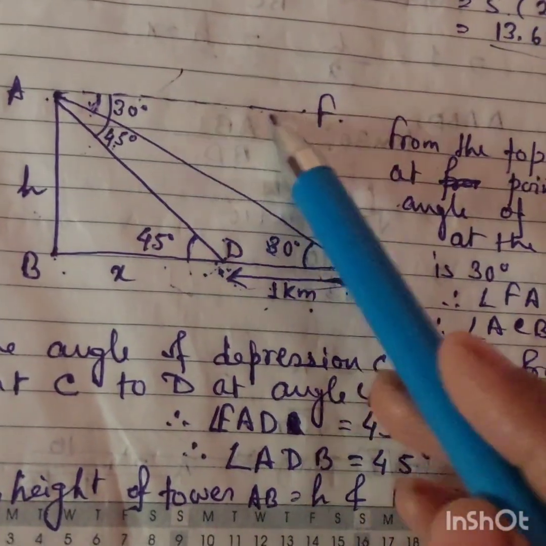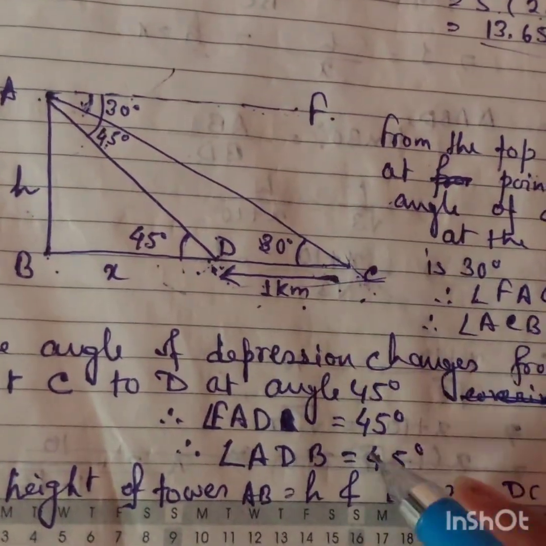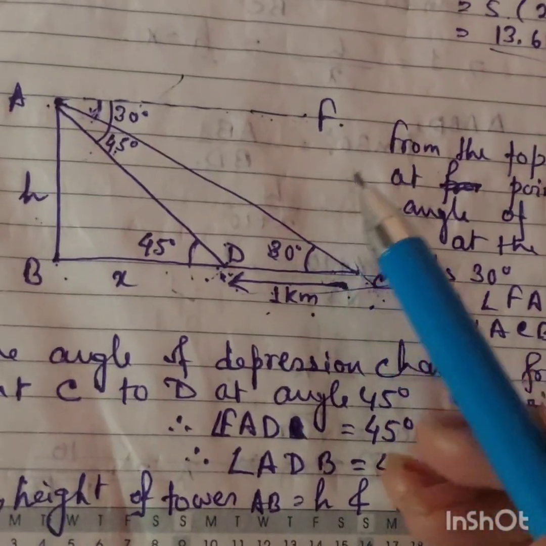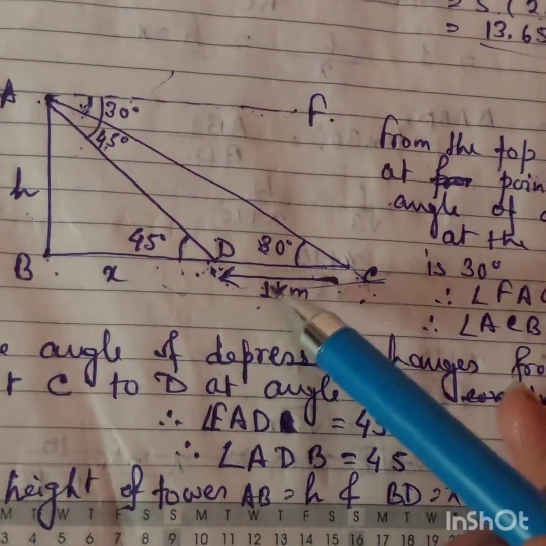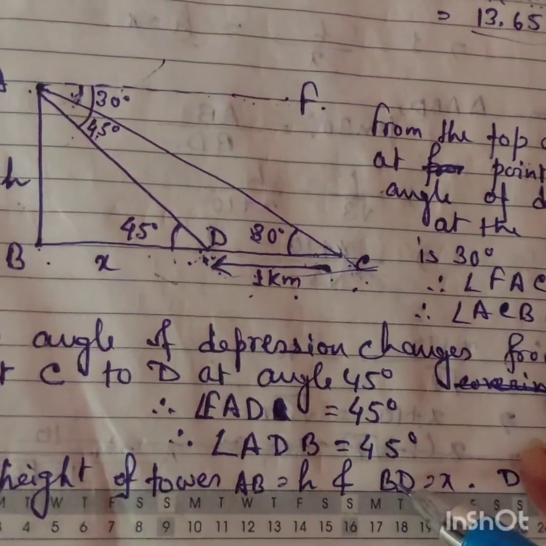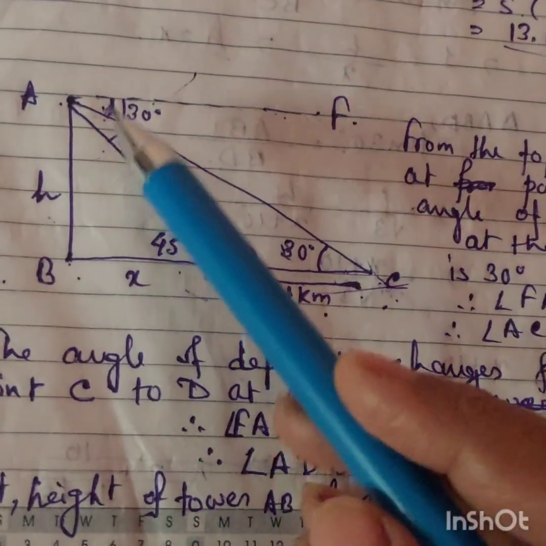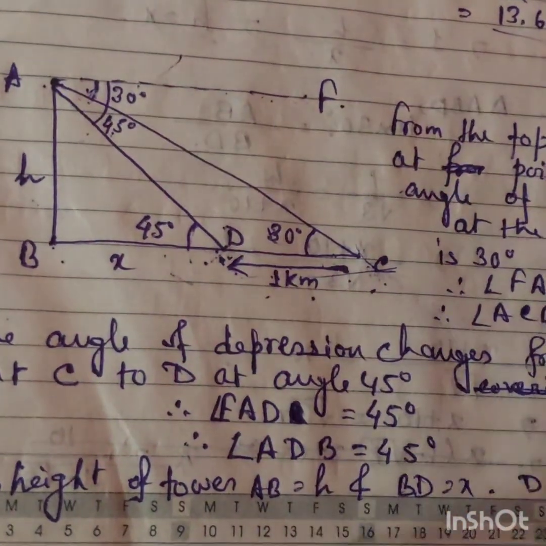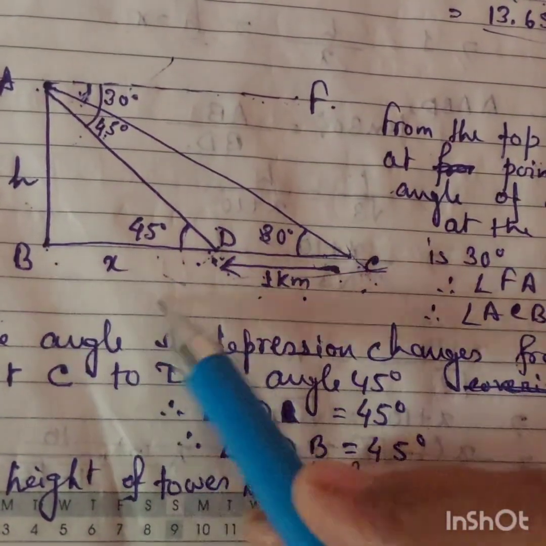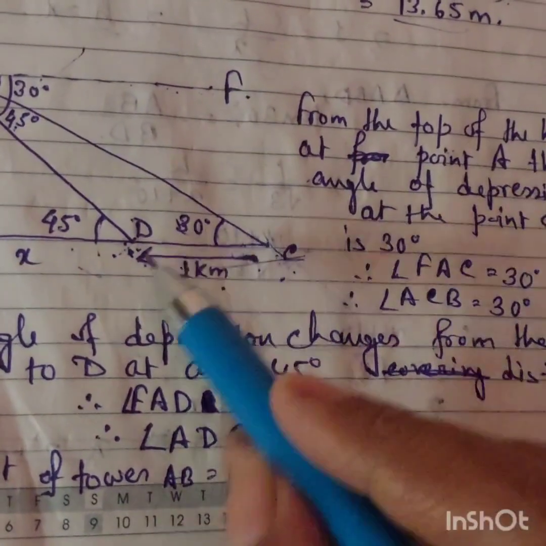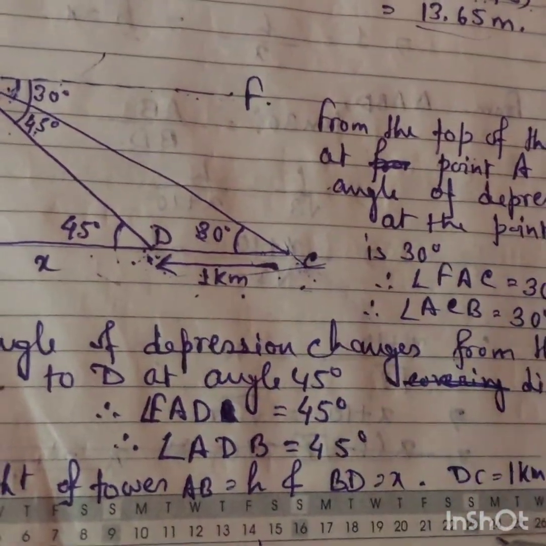Therefore FAD is equal to 45 degree. Therefore ADB is equal to 45 degree. Okay, now let the height AB be equal to h and BD equal to x. Okay, and DC is equal to 1 km.